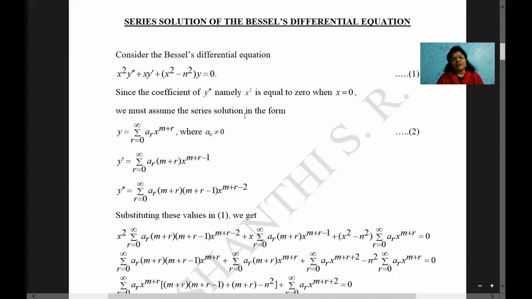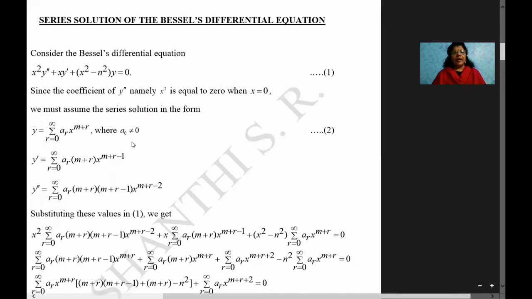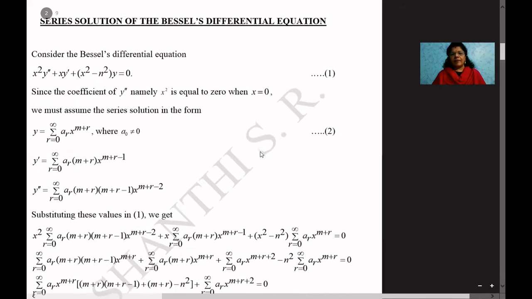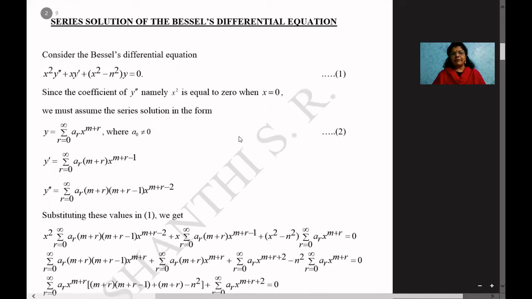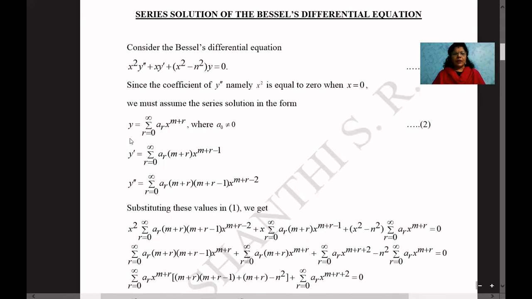Therefore, the series solution of this Bessel differential equation, I am choosing as y equal to sigma r varying from 0 to infinity a r into x power m plus r, where a naught, the very first term, is not equal to 0. The Bessel differential equation I am keeping as equation number 1, and the solution we have chosen I am keeping as equation number 2. Now, to get the series solution, I have to substitute the value of y in equation number 1.